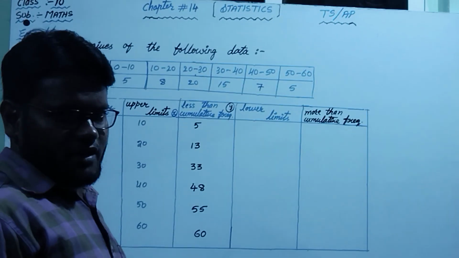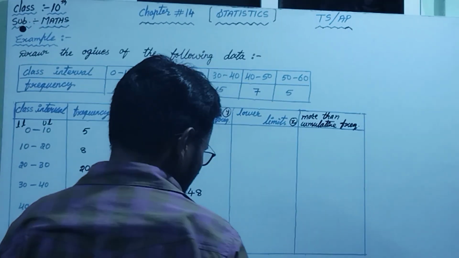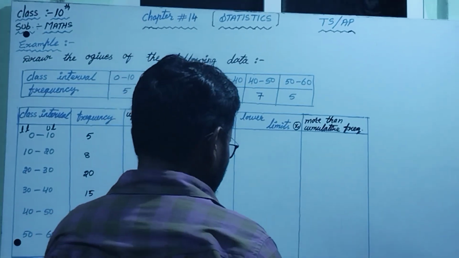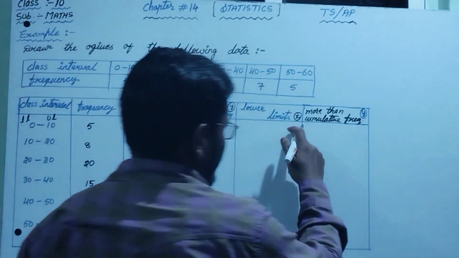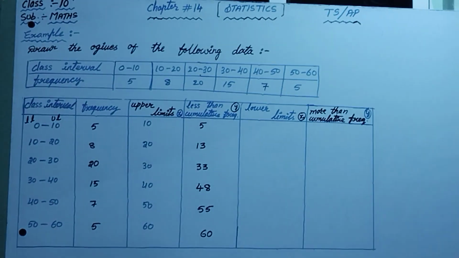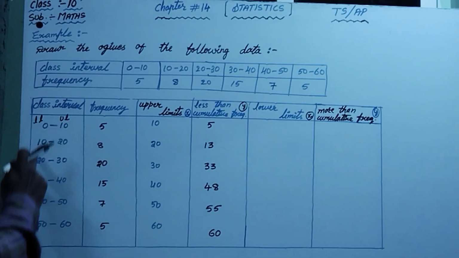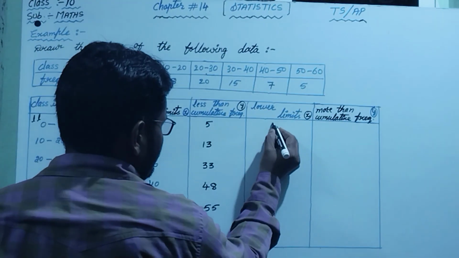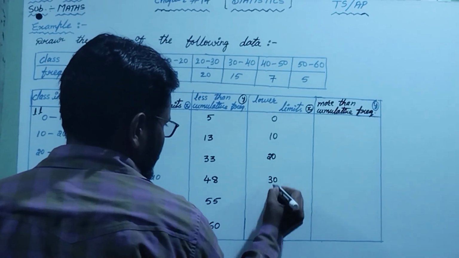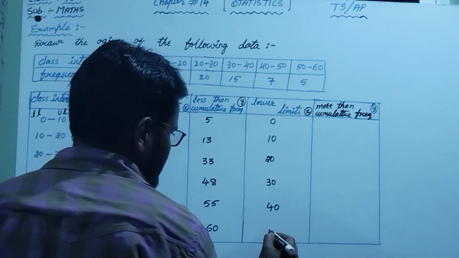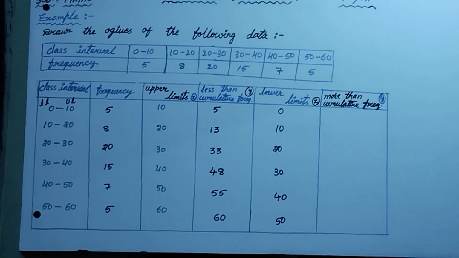Here are the lower limits. In the more than distribution, the lower limits are denoted as x and the more than frequency is denoted as y. These are the x and y values. The lower limits are 0, 10, 20, 30, 40, 50. Any doubts in these lower limits?